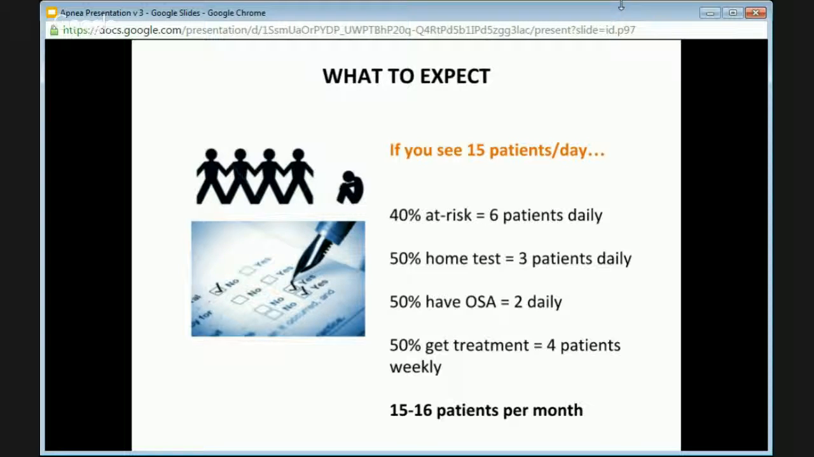50% of them should go home with a home sleep test, and 2 out of those 3 will come back with sleep apnea. Only half of them are going to want to get treated, so that's 4 patients every week. This means you should be treating 15 to 16 patients every month for sleep apnea. Every month. Now remember, if you remember our average, we average about $5,000 per patient in medical insurance reimbursement.